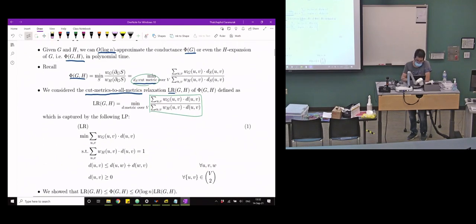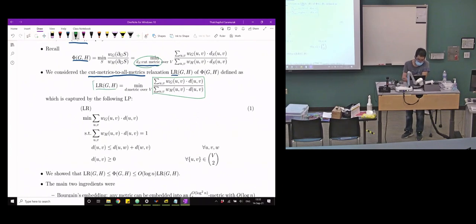And this relaxation, you can model it as an LP. And we saw this LP. Because of that, you can compute it. And once we know how to compute this relaxation of G, H, then we show that it is actually a good approximation within a log-n factor. The relaxation obviously is at most the quantity, but it's not too small. You have a log-n factor only here.